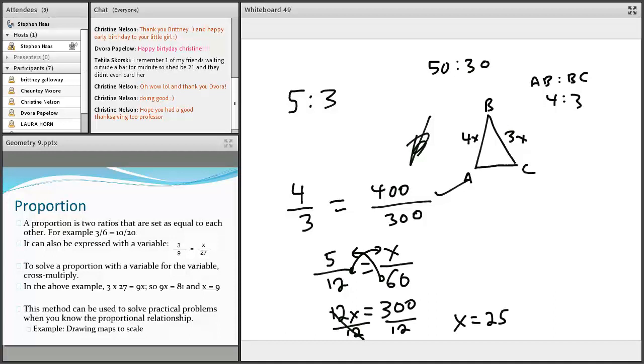So, is this a true statement, by the way? 5 is to 12 as 25 is to 60? Well, it better be a true statement, because this method should definitely work. And of course it is. If you divided the numerator and denominator of the fraction on the right by 5, you would get 5/12. So generally speaking, that is the way to set up and solve a proportion.